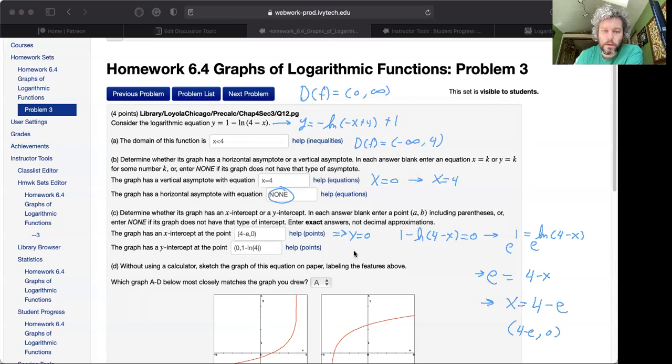What would the y-intercept be? Y-intercept implies that x equals 0. If x equals 0, I can plug that into the function: y equals 1 minus the natural log of 4, since x went to 0. So this would be the y-intercept. Well, I can't just plug in, I have to write the point. So this is (0, 1 minus natural log of 4). Notice I have parentheses around the 4 and then parentheses for the ordered pair.